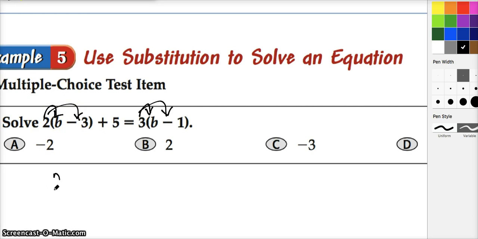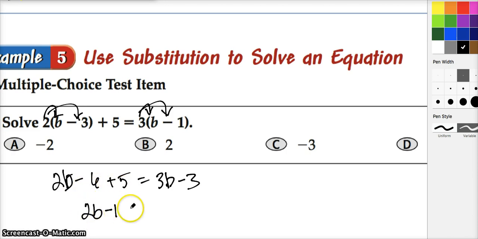And so we get 2b minus 6 plus 5 is equal to 3b. I'm sorry, 3. I don't know where I got the b from, people. Okay, 3 times -1 is -3. Better? Good. So we're going to simplify this side: 2b minus 6 plus 5. We're going to join like terms together. -6 and +5 are like terms. It's negative and positive, so subtract and take the sign of the higher. Therefore, it's 2b minus 1 is equal to 3b minus 3.